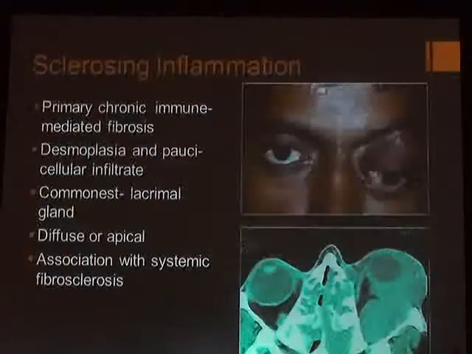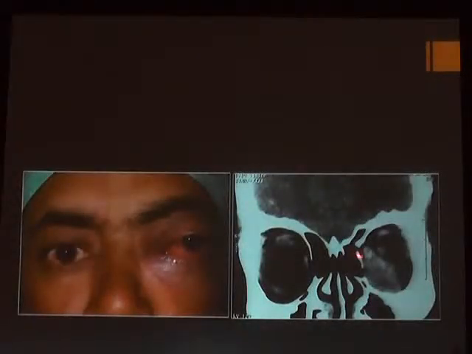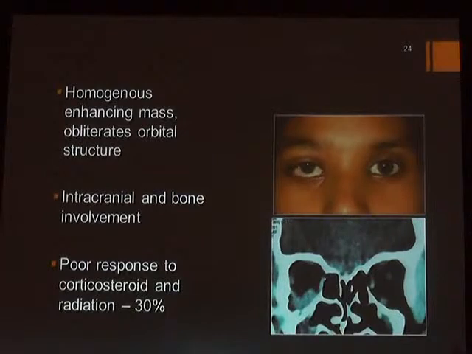Sclerosing inflammation typically presents with extensive fibrosis in the orbit. The cellular infiltrate is less. The commonest source is the lacrimal gland, and it may be associated with systemic fibrosclerosis. Typically, the tissue planes are obliterated, it's infiltrated. It can extend outside the orbit, go into the paranasal sinuses, go into the temporal fossa. And when you take the biopsy, you feel that it's a very hard mass, it's almost gritty, it's difficult to cut. This has a poor response to corticosteroids and radiation in 30% of the patients, but the earlier you start the treatment, the more likely that it's going to respond.